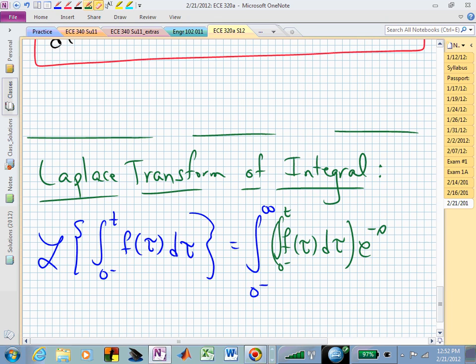And trying to keep my t's and tau's and s's straight, this is now e to the minus st dt. The integral of f of tau is going to be a function of little t. That's a time domain expression. We now scale or weight that by this complex exponential, e to the minus st, and integrate over all time from 0 to infinity. We're collapsing all of that time domain information into a frequency domain quantity.